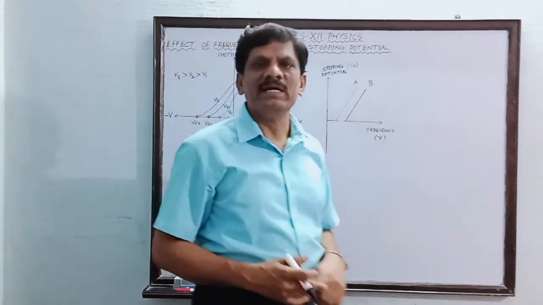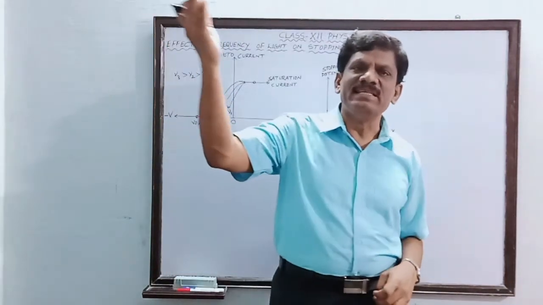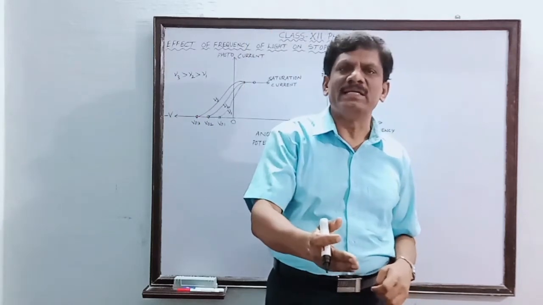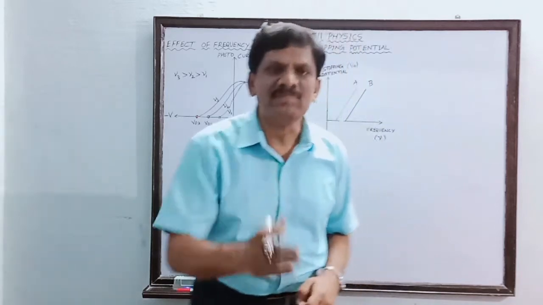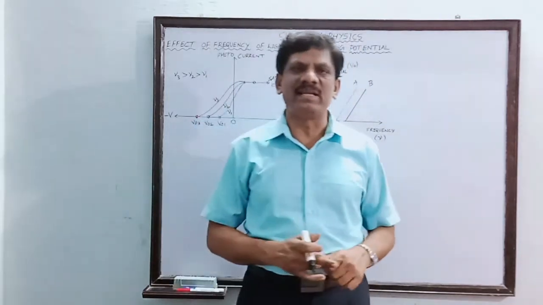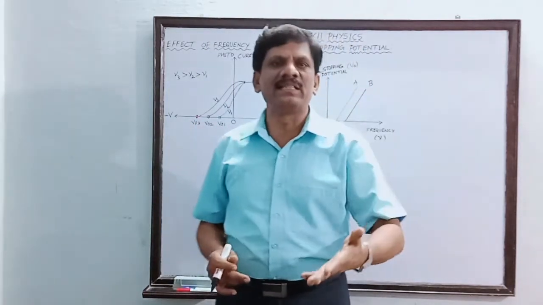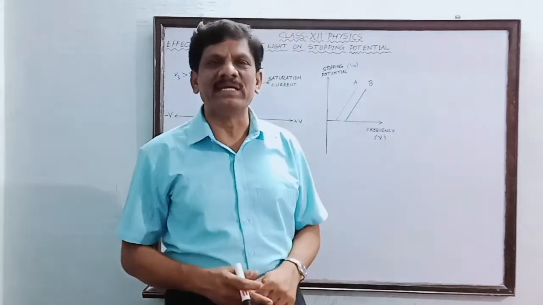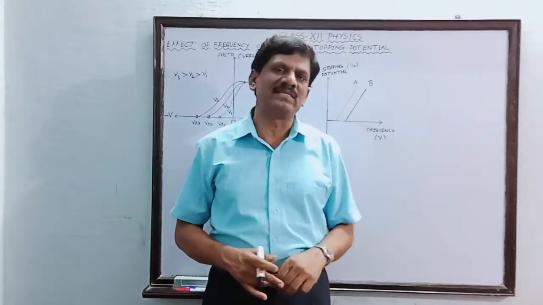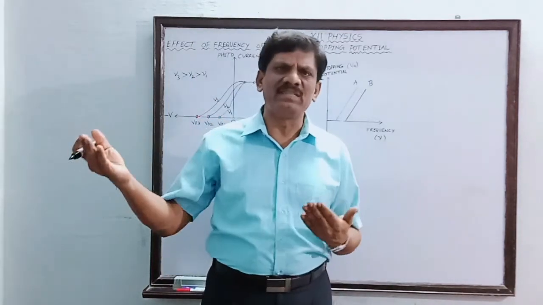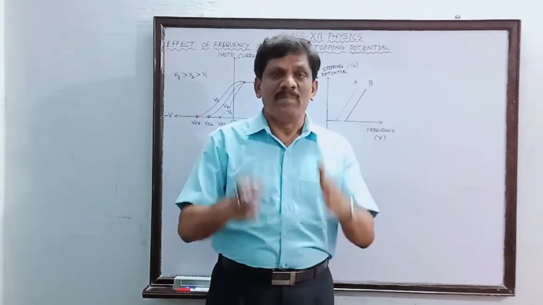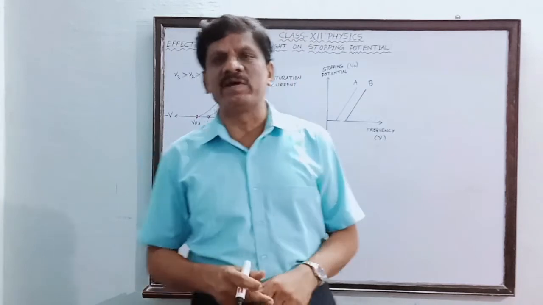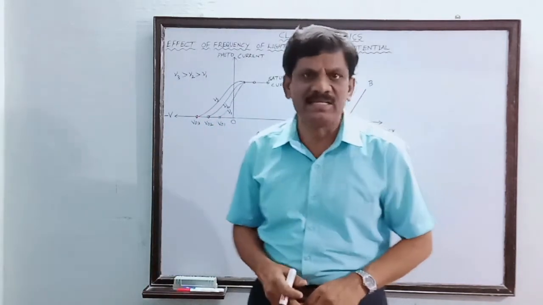Naturally, I told you that when visible light is incident on the metal plate, how much energy it gives is different from the energy given by the ultraviolet light. Still greater is the energy given by the X-rays and the gamma rays. So when the frequency of the incident light itself is greater, naturally the maximum kinetic energy of the photoelectrons will also be greater, is it not?